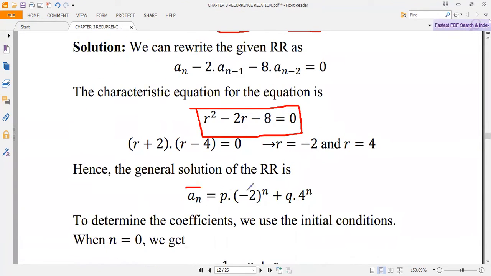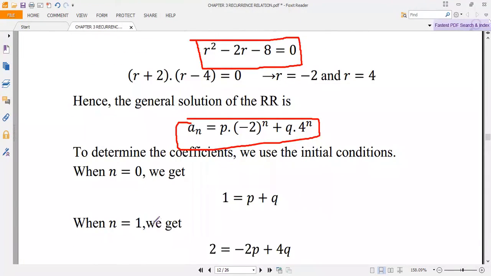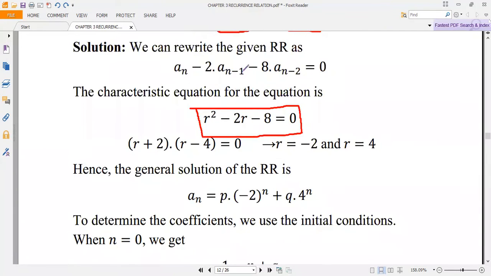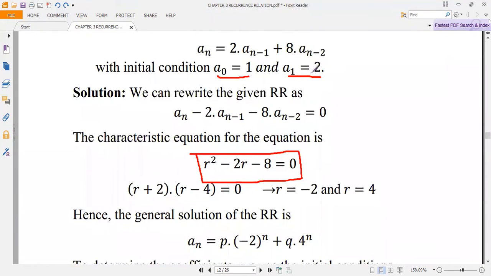Hence, the general solution to the recurrence relation is this one. This is the general solution. To determine the coefficients, we can substitute the initial conditions. When n is equal to 0, a naught is given as 1, and a1 is 2.